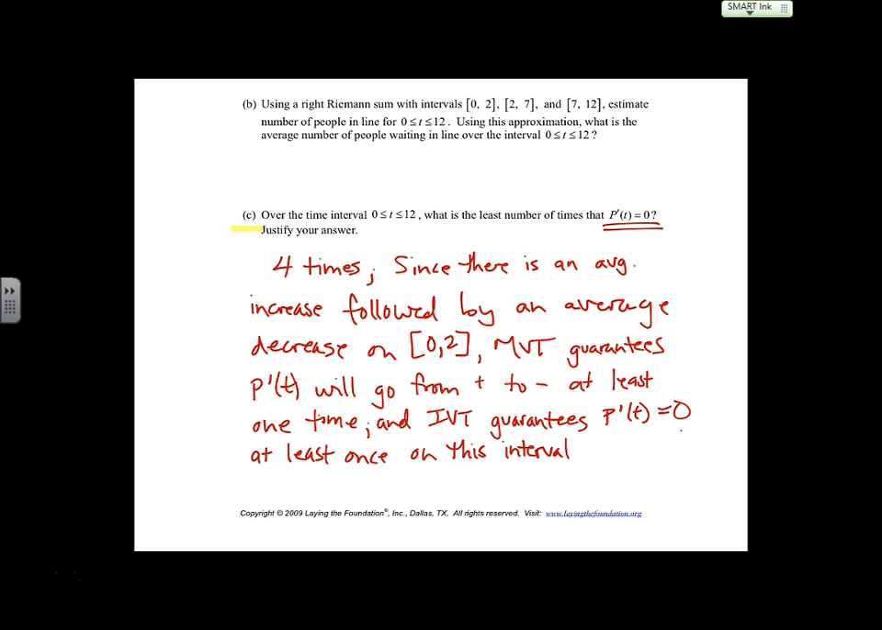So I'm taking time to express the one in detail. There's an average increase, average decrease. MBT is going to guarantee that the derivative will then go from positive to negative at least one time, and IVT guarantees P prime equals 0 at least once on this interval since.